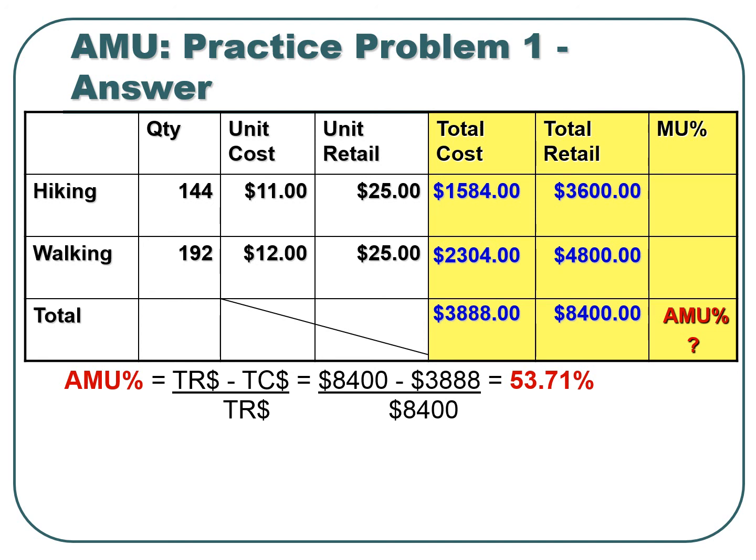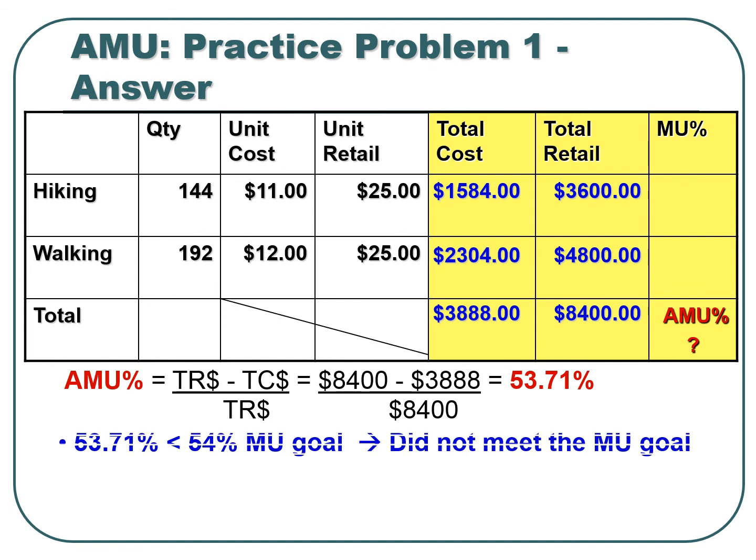So does that mean we met the markup goal or not? The problem said we had a markup goal of 54%. Now the AMU was calculated to be 53.71%. Okay, so did we meet the goal or not? We did not meet the goal because 53.71% is lower, or smaller, than 54%.